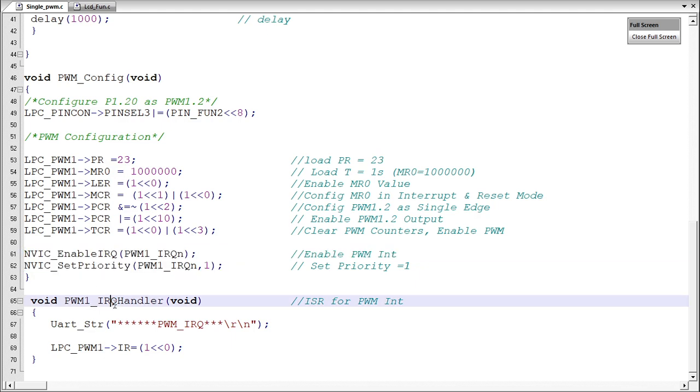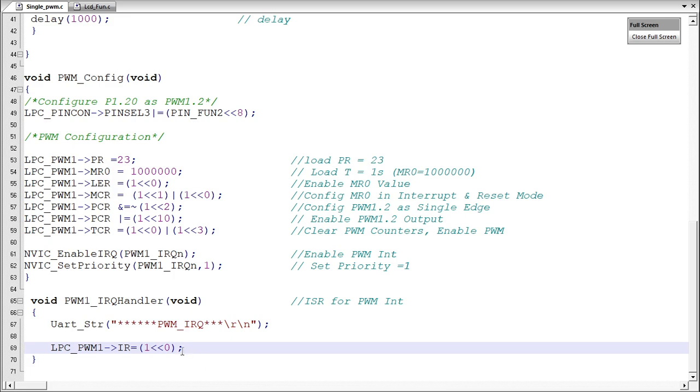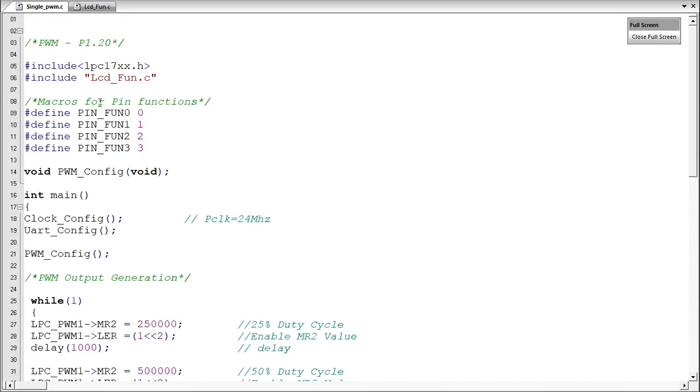And the third point, as usual, is the pulse width modulation handler, the PWM handler. Here I'm just printing that there is an interrupt from PWM, and clearing the interrupt. Here I'm clearing the interrupt of your PWM. Three additional things we have added here, and all the rest are the same. Okay, so now I'll show you the main code here.